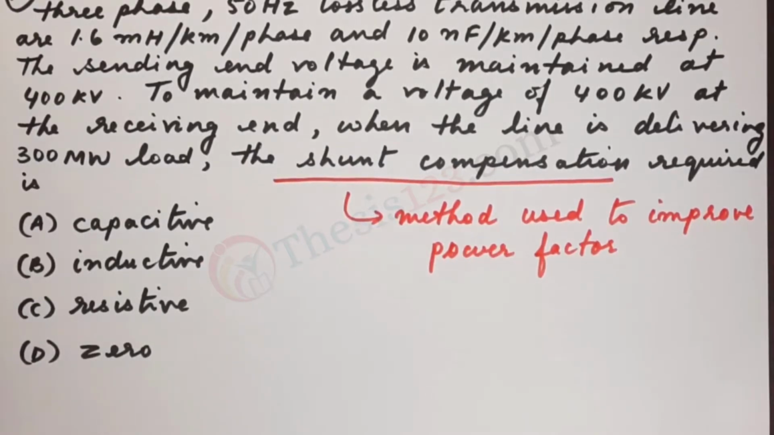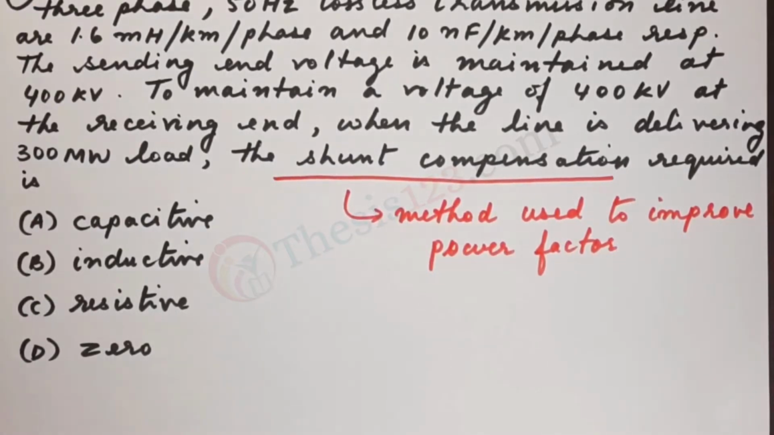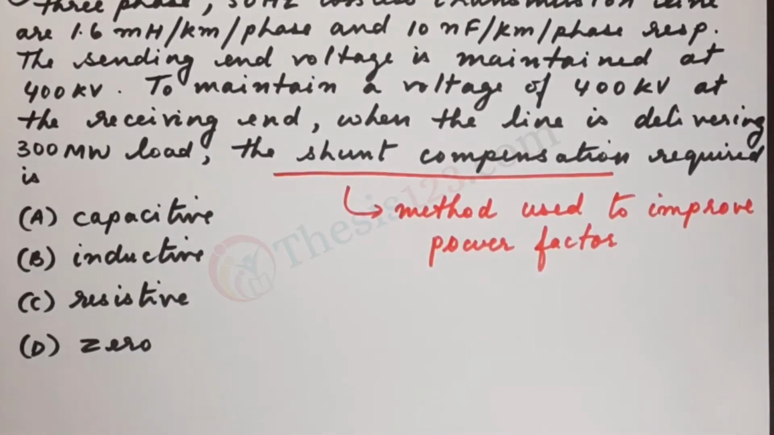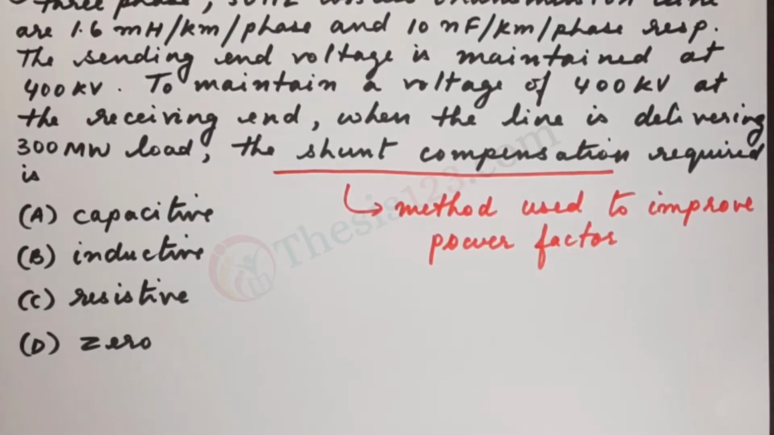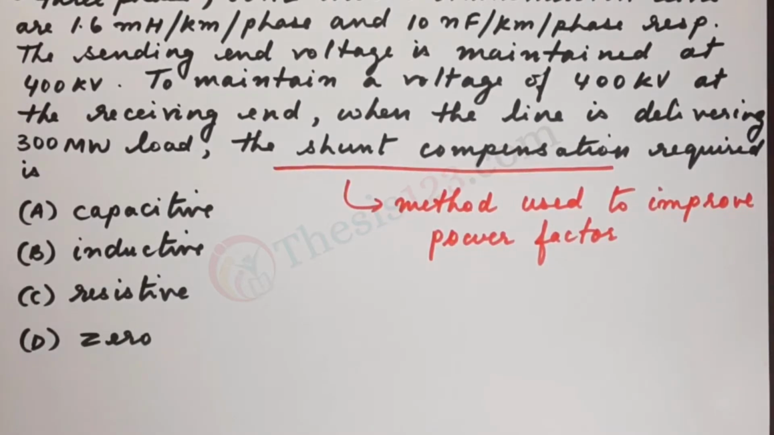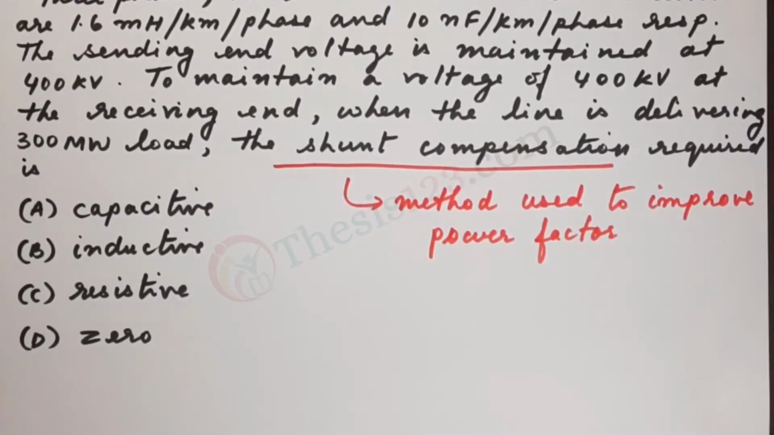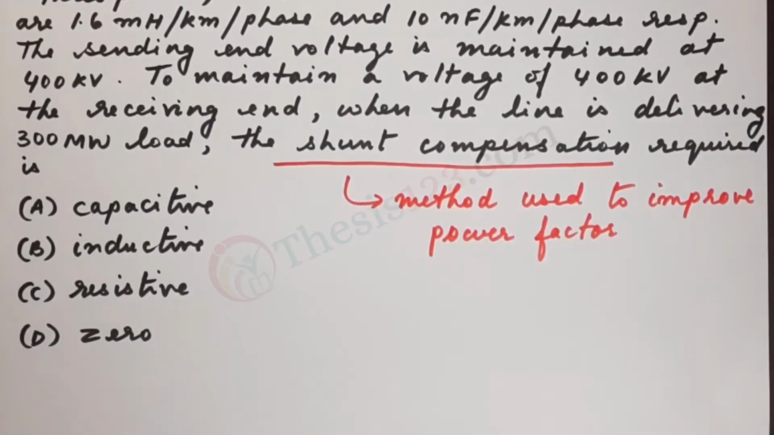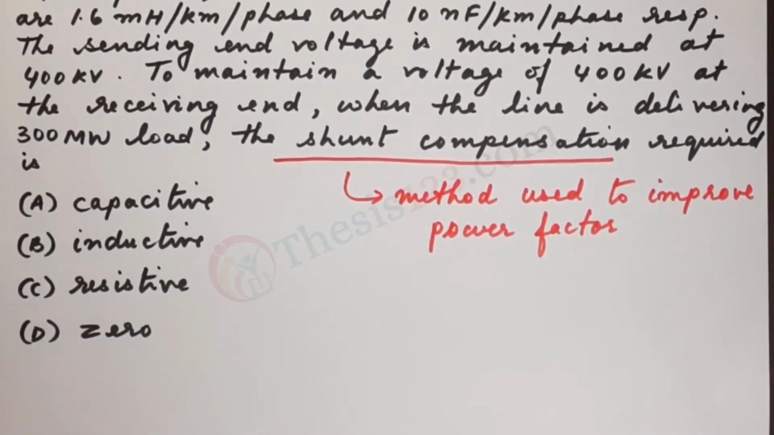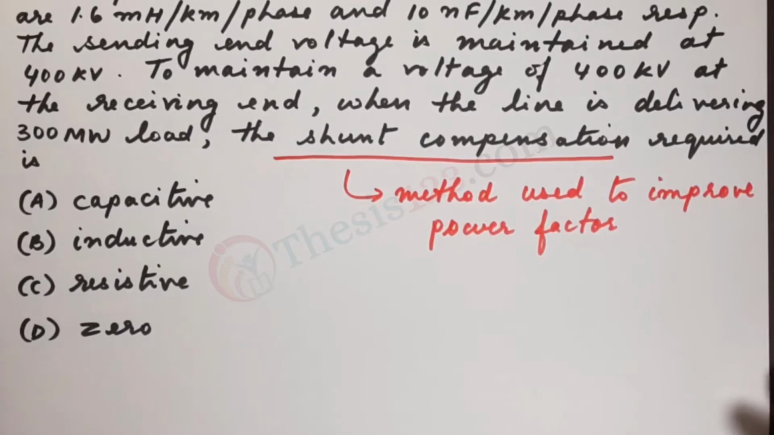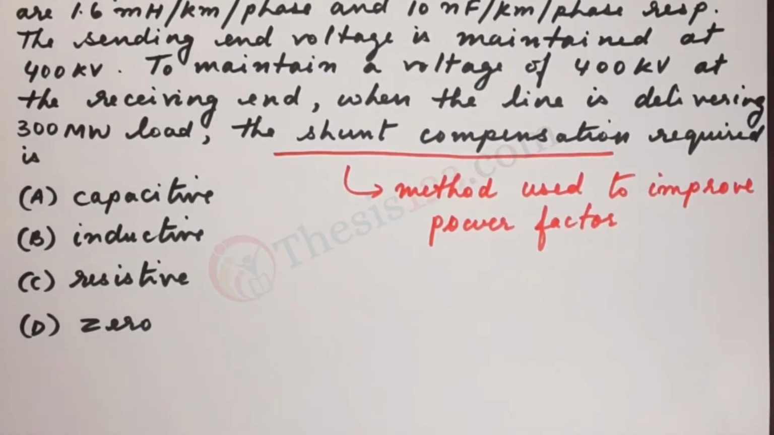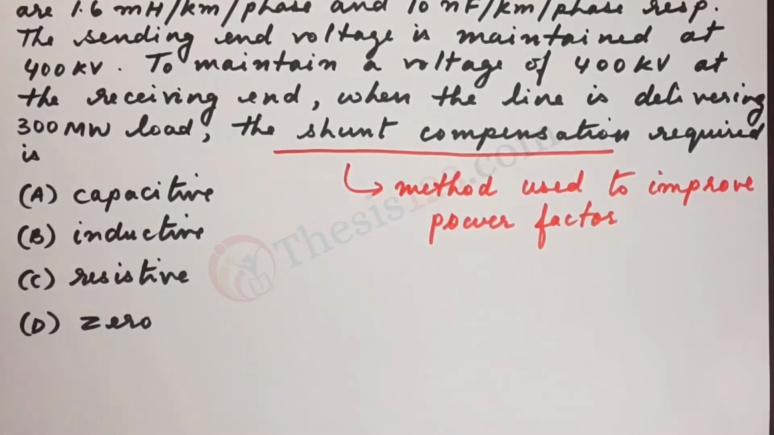So when an inductive load is connected to the transmission line, the power factor lags because of lagging load current. And in order to compensate that, a shunt capacitor is connected, which then draws a current leading the source voltage, and thus that improves the power factor. So let me just write that down here as well. That's just an example of what shunt compensation is.